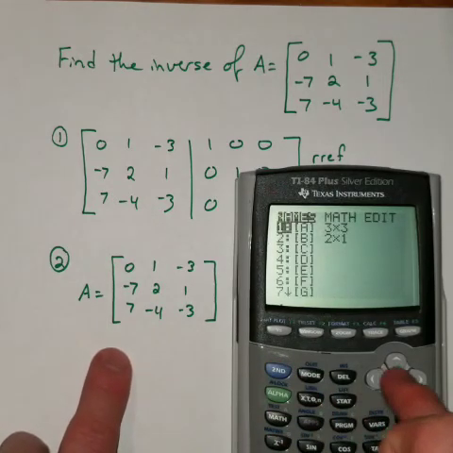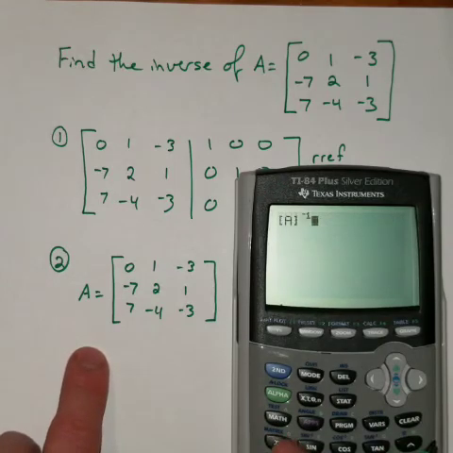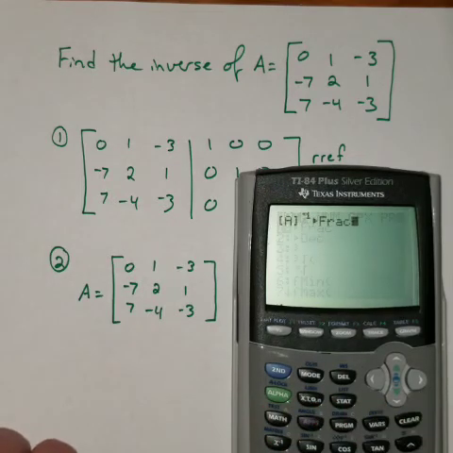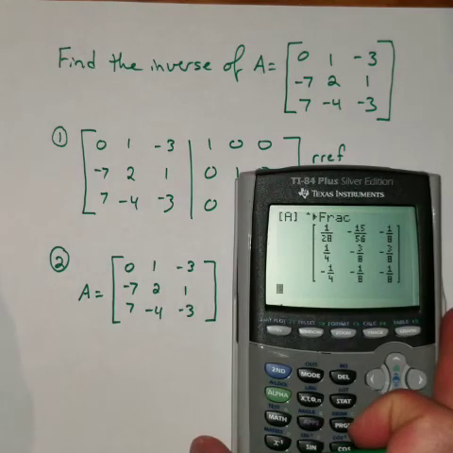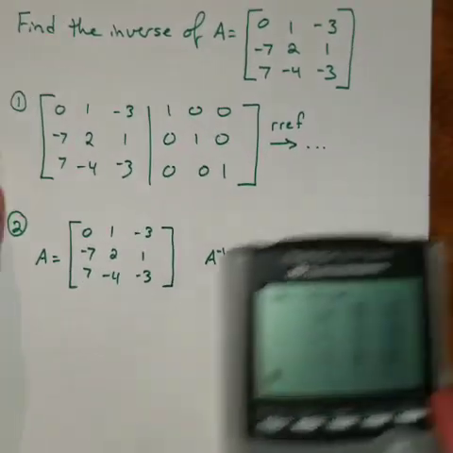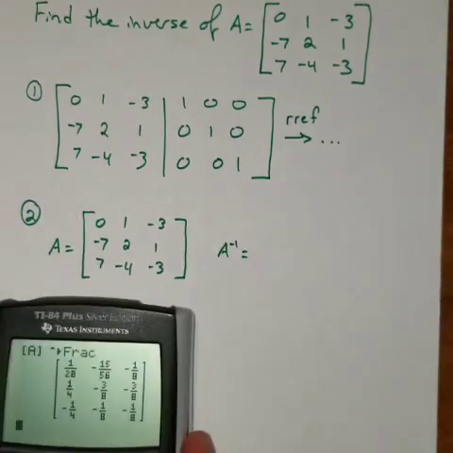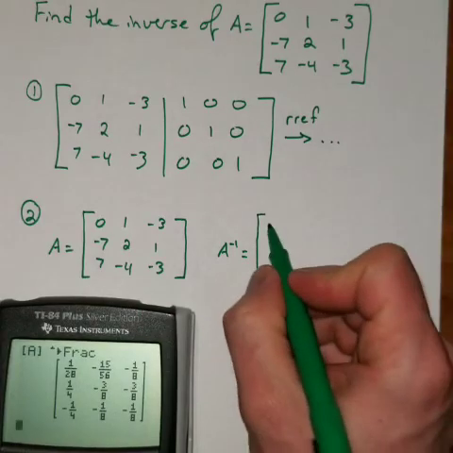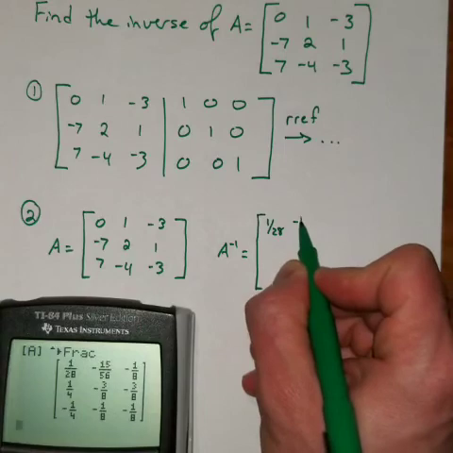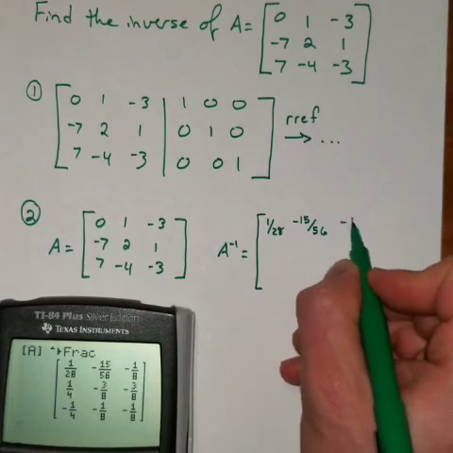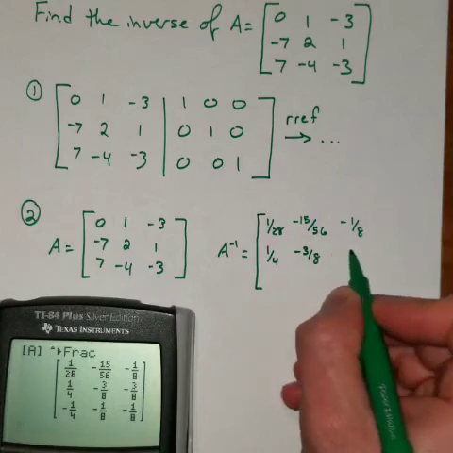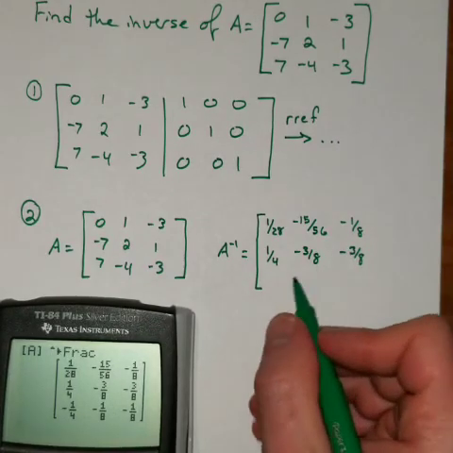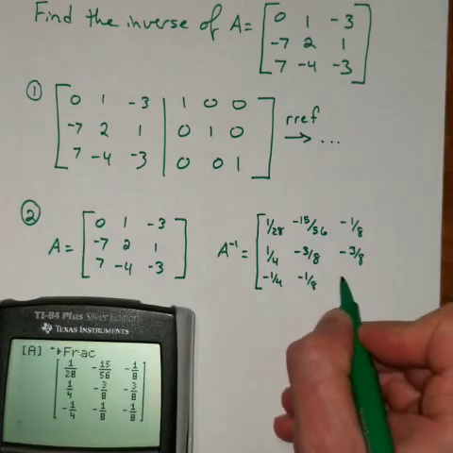And if I go to names, grab that matrix A and hit the inverse button like we did before, I might want to fraction this one right off the bat. So I'm going to hit math and then fraction. Alright, and this one actually does give you quite a few fractions. And so the inverse, let's put that down here. It's going to be 1/28, negative 15/56, and negative 1/8. Then I get a 1/4, negative 3/8, and negative 3/8. And then negative 1/4, negative 1/8, negative 1/8.